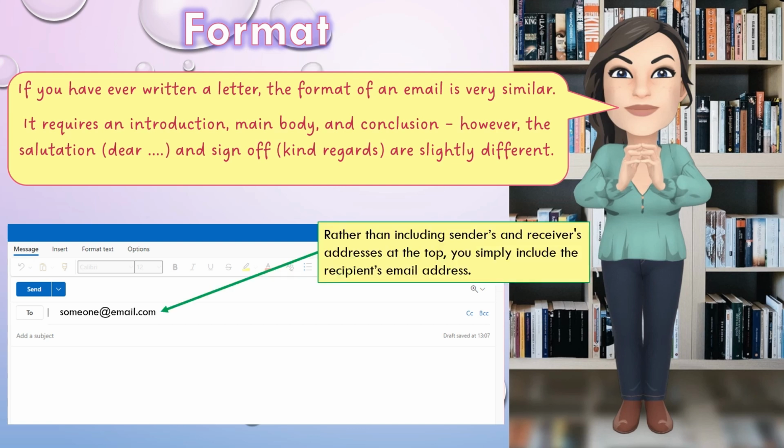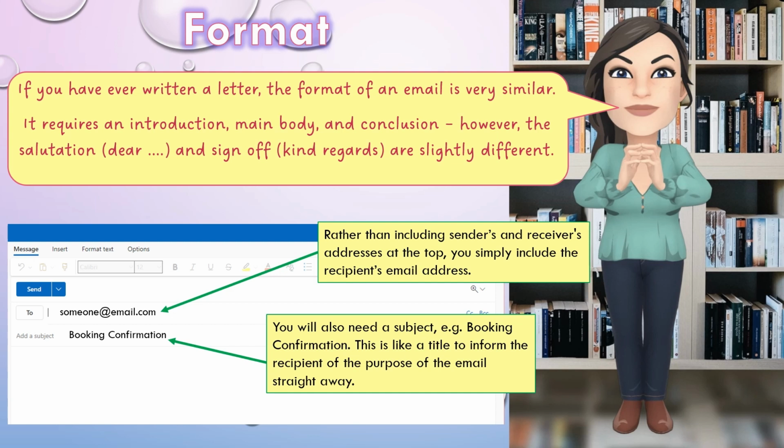Rather than including a sender's and receiver's addresses at the top, you simply include the recipient's email address. And you will also need a subject, for example, booking confirmation, which is like a title to inform the recipient of the purpose of the email straight away.